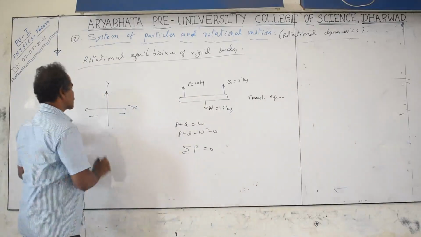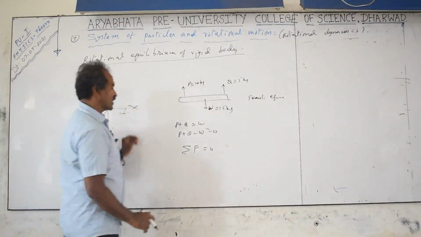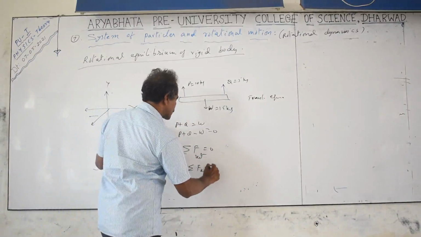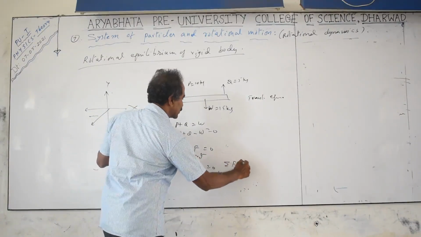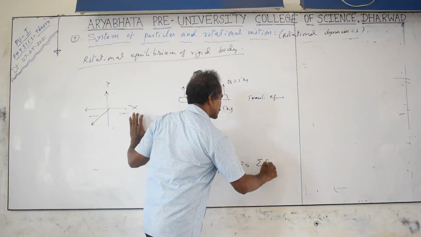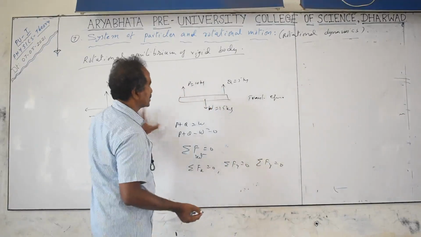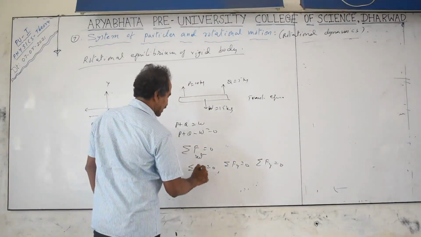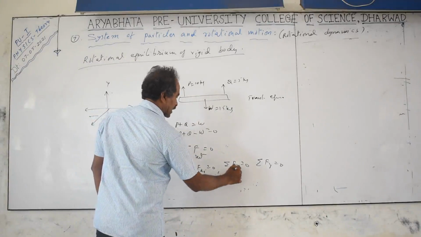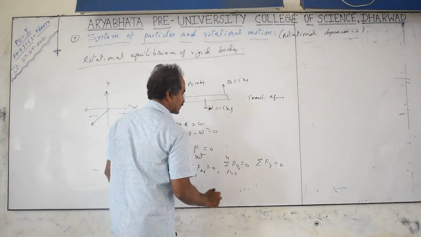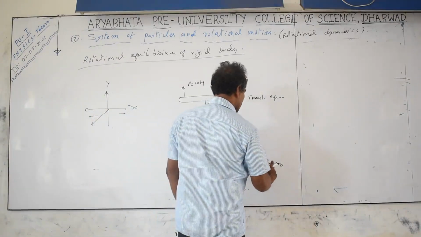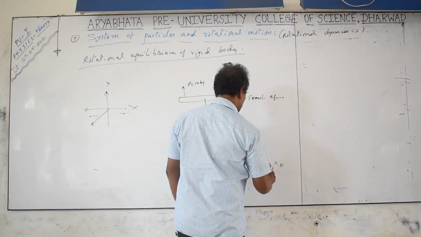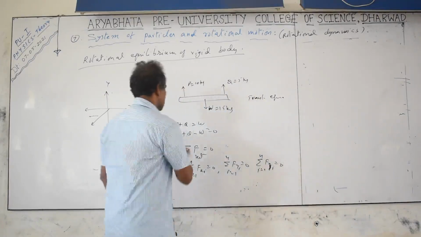But if we take 3 dimensions, the z-axis also needs to be considered. Then sigma F, the total force, is equal to 0. That means sigma Fx is equal to 0, sigma Fy is also equal to 0, and sigma Fz is also equal to 0. A rigid body is a single object. If I take several particles together, then for the ith particle, sum of Fi with i equal to 1 to n will be equal to 0. This is related to translatory equilibrium.